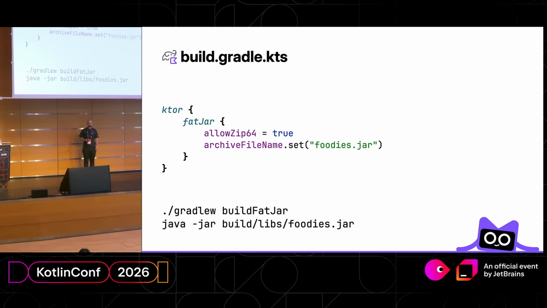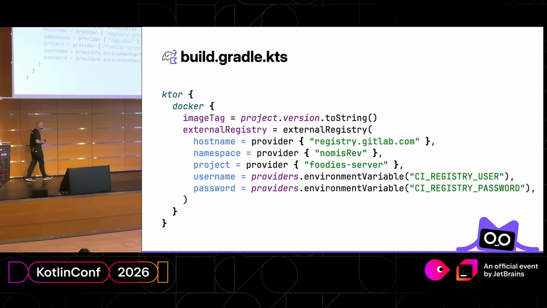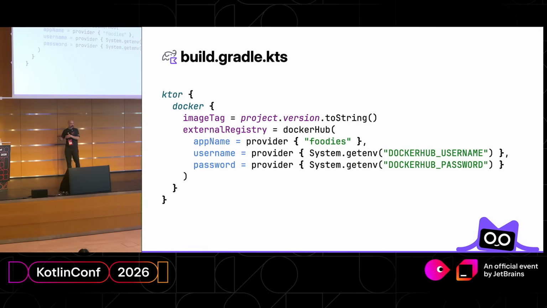Once we have done that, we can create a fat jar, which runs anywhere where the JVM is available, which is quite convenient, but also a little bit outdated. So in modern systems, we typically work with Docker images, which is supported by the Ktor Gradle plugin. And here I'm specifying a version or an image tag, and I'm configuring an external registry, in this case, GitLab. But I'm personally using Docker Hub, not GitLab. There's also support for Google Container Registry, but as you saw, it was very easy to configure any registry.